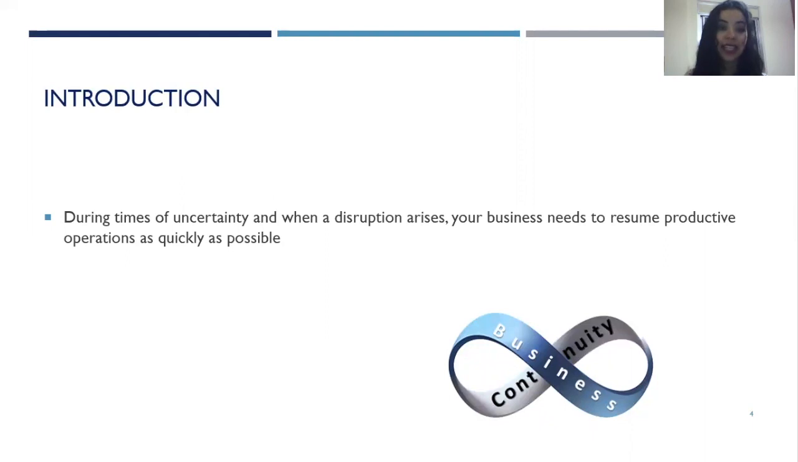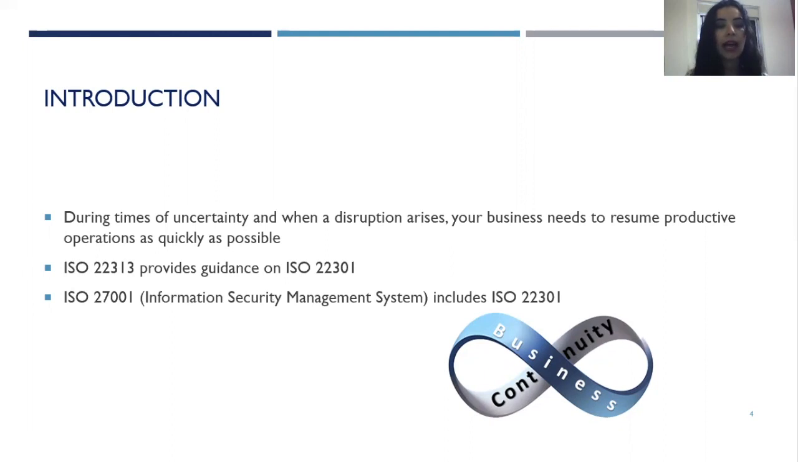During times of uncertainty and when a disruption arises, your business needs to resume productive operations as quickly as possible. And for this, you should be prepared. The major example we are living today is the pandemic of COVID-19 and disruption caused by it. ISO 22313 provides guidance for the standard we are talking about. And please mention that ISO 27001 Information Security Management System includes or states somehow this standard and section number 8, operations, since they are linked together.